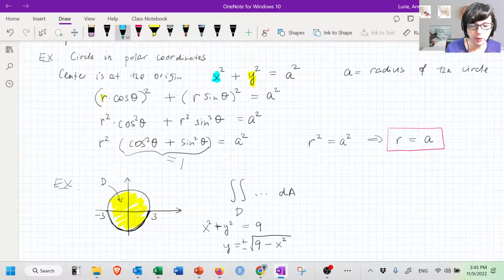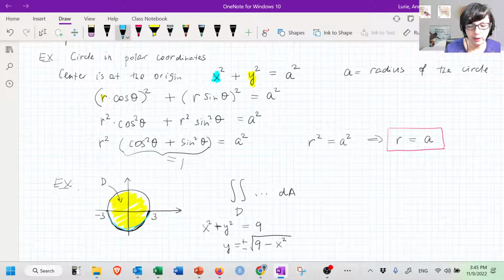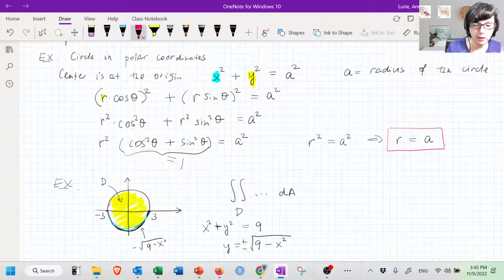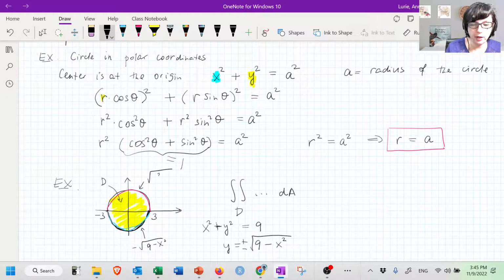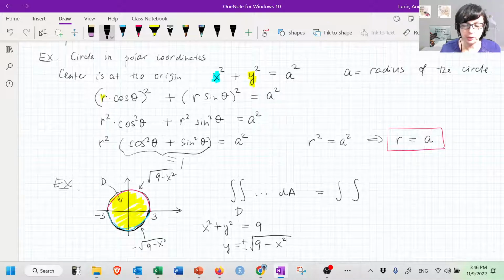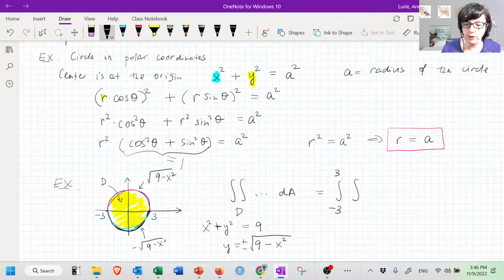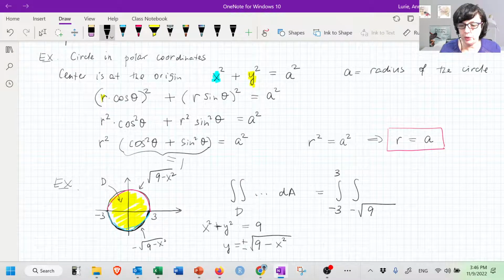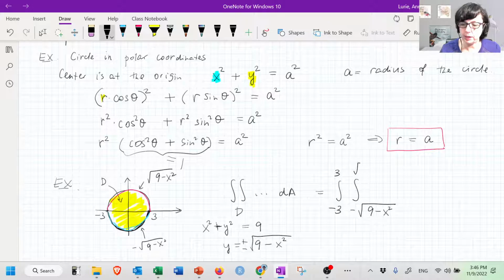So this part right there is the negative square root of 9 minus x squared. And the top part right here is the positive square root of 9 minus x squared. So if you used regular xy coordinates, then x will change between -3 and 3, and y will change between negative square root of 9 minus x squared and positive square root of 9 minus x squared.